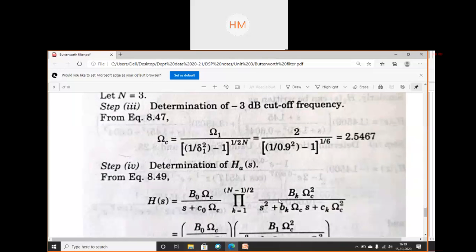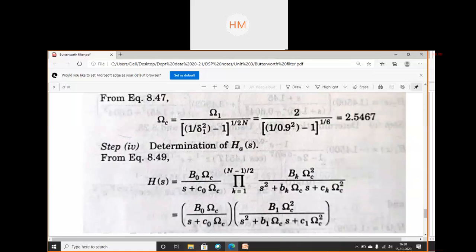So the constants are B0, capital B_k, small b_k, small c_k and small C0. So this will be my equation. Has everyone written the equation? Finished? Okay, so now start simplifying this equation.